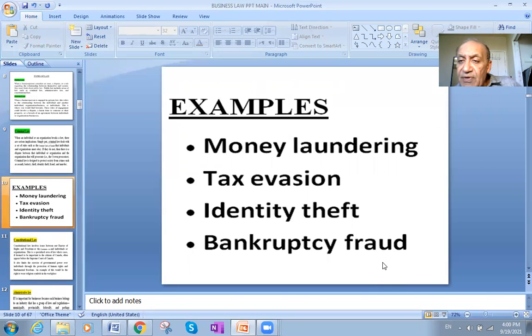As examples of criminal law, we find money laundering, tax evasion, identity theft, bankruptcy, and bankruptcy fraud. Those are people who try to avoid the failure by committing bankruptcy fraud, when actually they are not bankrupt at all. We'll see this later on.